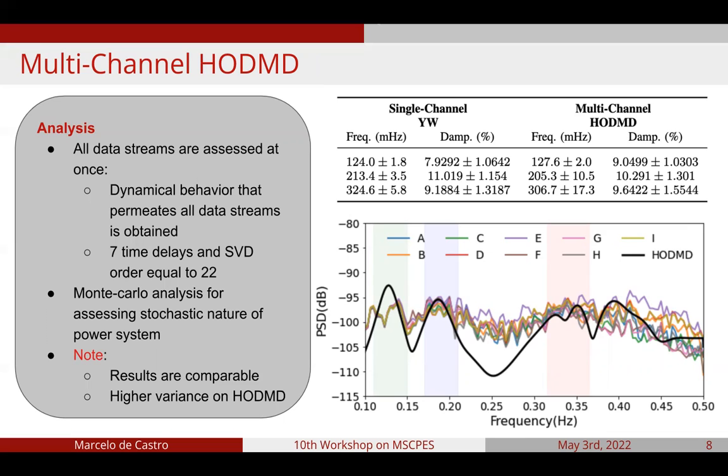Notice that we have also compared with a single channel Yule-Walker estimate. Since HODMD is a multi-channel approach, it is expected to observe a higher variance in the estimate, which is confirmed by the data on the table. However, it is also important to note that the frequency and damping estimates are comparable between these 2 techniques.